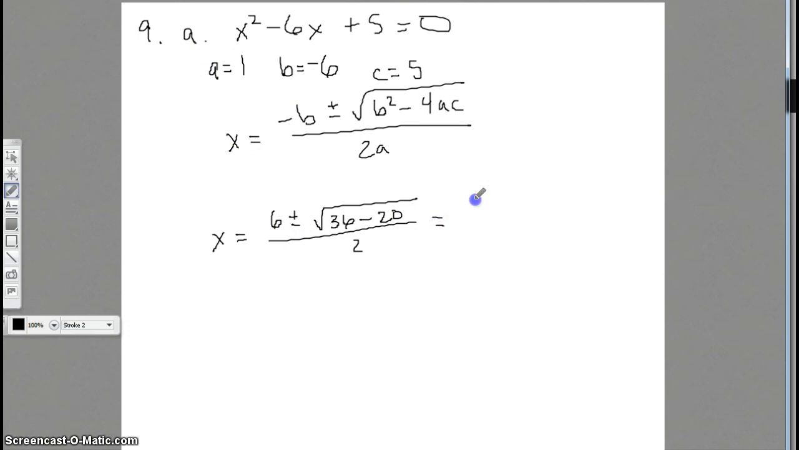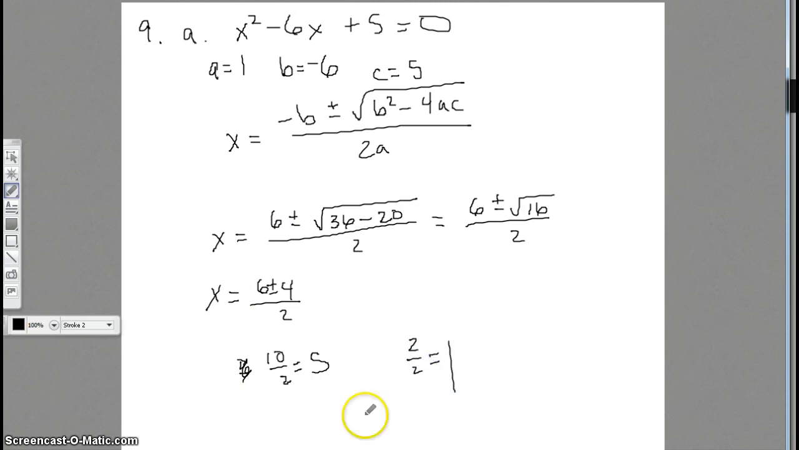Now let's work this out a little. We have 6 plus or minus the square root. 36 minus 20 is 16. So this is all over 2. And then I can simplify that some more. 6 plus or minus 4 over 2 because the square root of 16 is 4. So this is something I can actually figure out, this fraction. 6 plus 4 is 10. Divided by 2 is 5. So 10 over 2 equals 5. And then 6 minus 4 is 2. Over 2 is 1. So our possible answers for x are 5 and 1. Now let's look at part B.